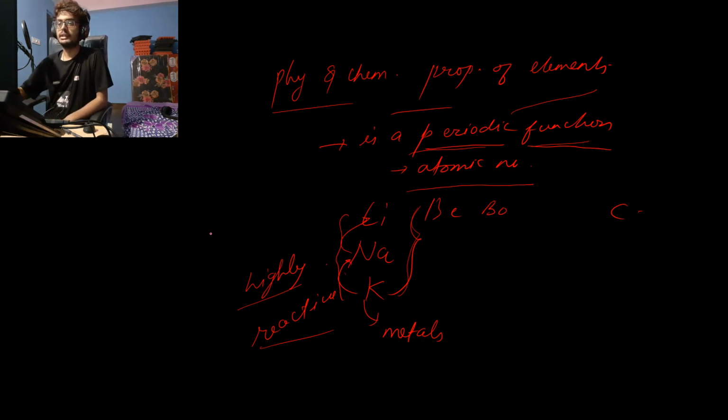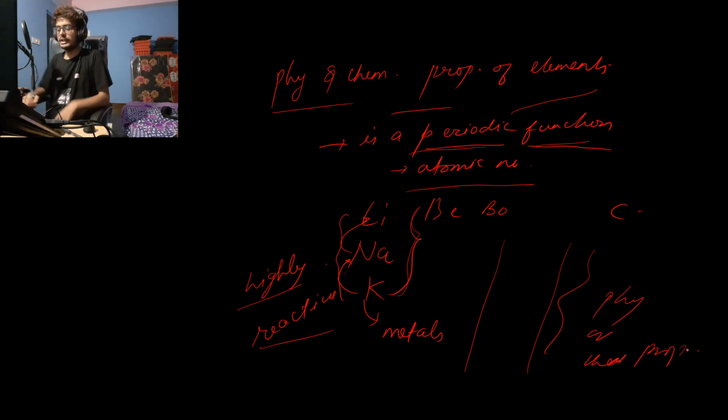So try to understand this. If they are placed in the same group, they have similar physical or chemical properties. So that is the modern periodic law. I'll state it again. Physical and chemical properties of elements are a periodic function of their atomic number.